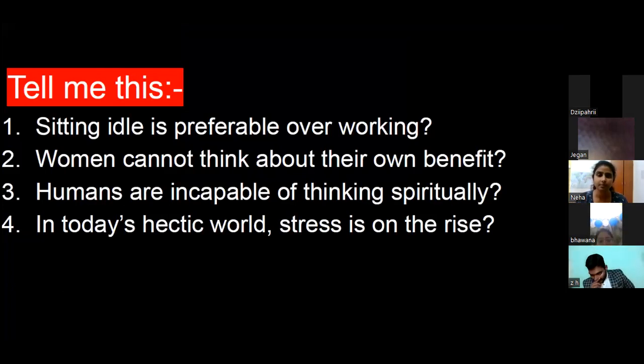Before that, can you read this out, please? Okay, sir. First, sitting idly is preferable over working for their own benefit. Third, humans are incapable of thinking spiritually. Fourth, in today's hectic world, stress is on the rise. Yeah, Shailesh, you have to choose 3 incorrect statements and 1 correct statement. Which one would you choose as the correct one?